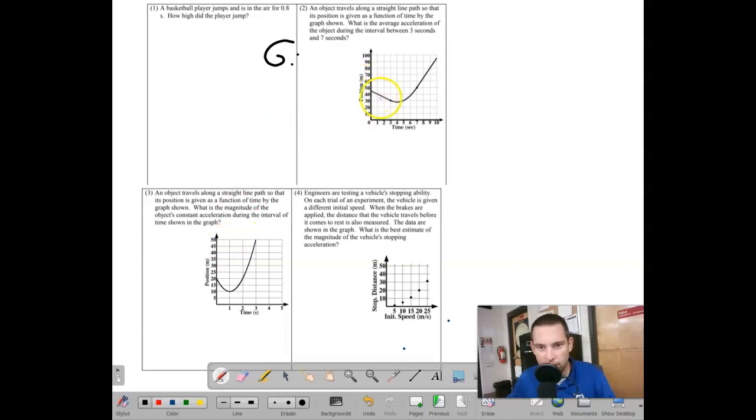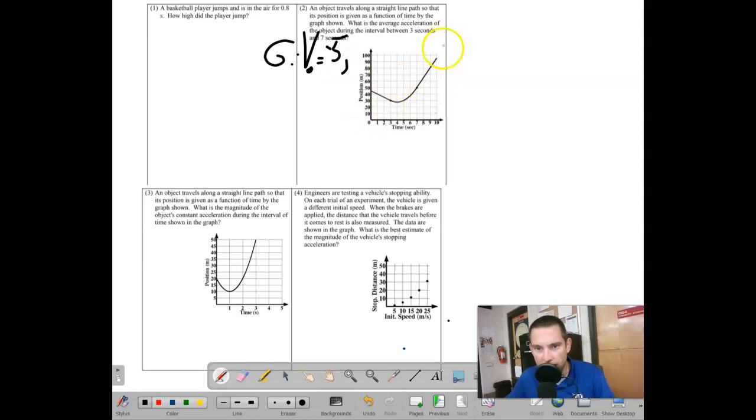So that initial velocity, the slope of this is going to be our initial velocity. Looks like we're going from 45 down to 30, so negative 15 divided by 3. So our initial velocity is going to be negative 5 meters per second.